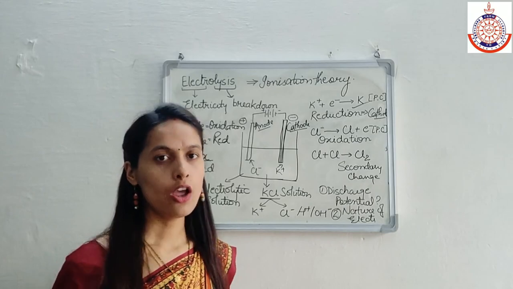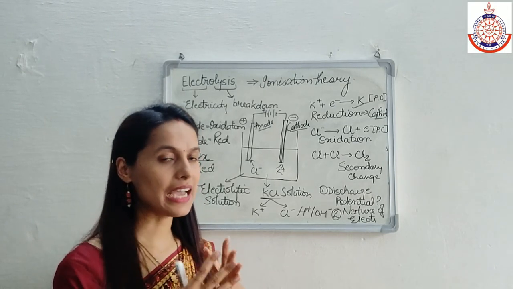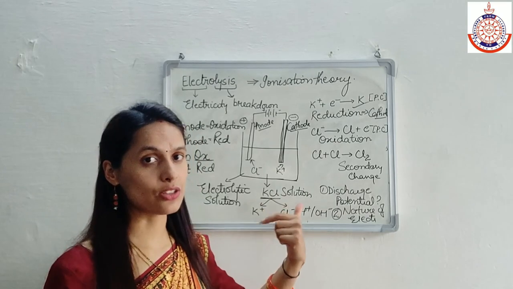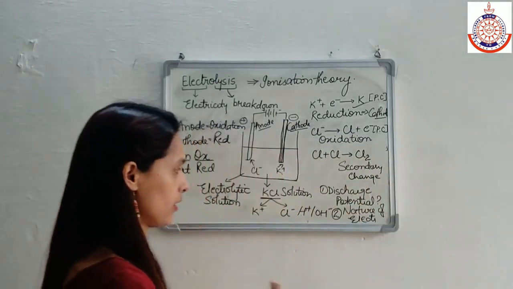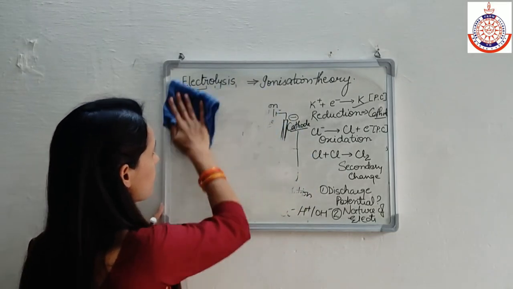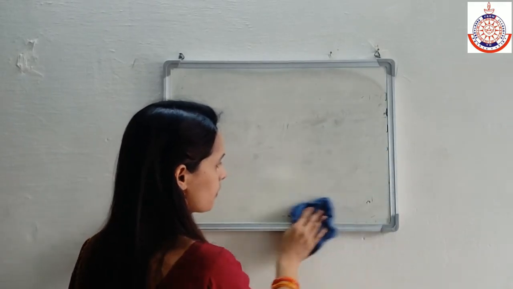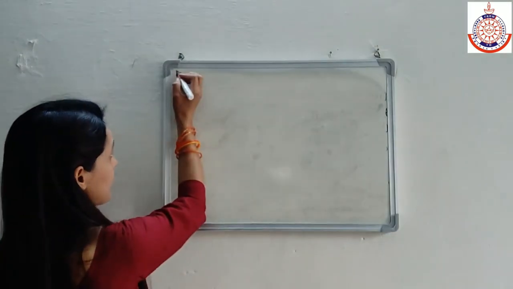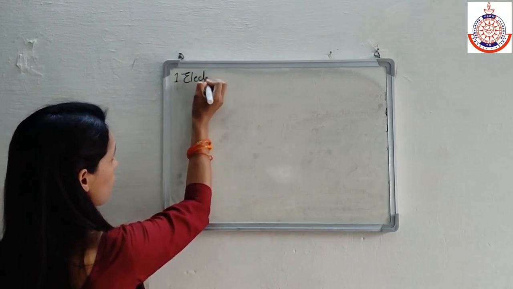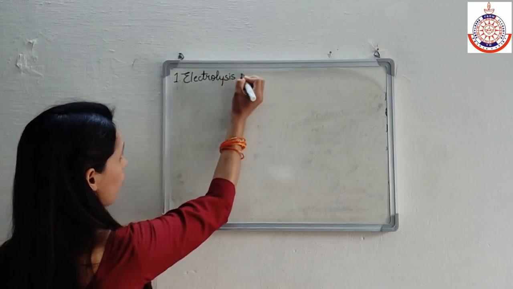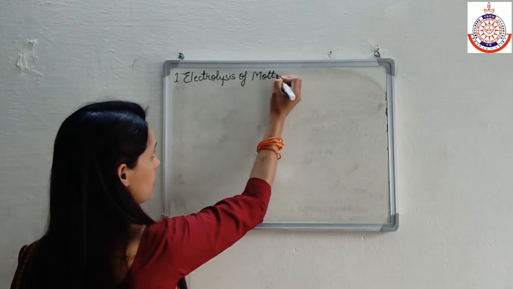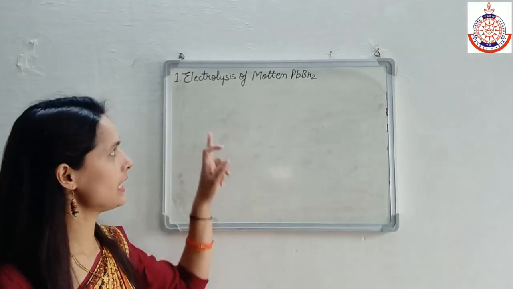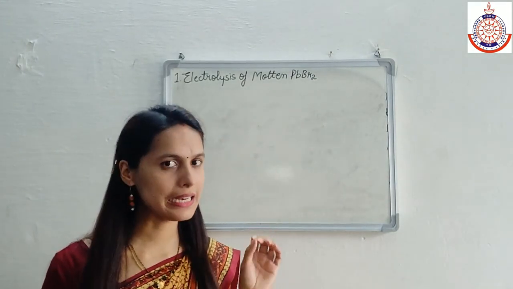Now we'll take some examples. From those examples, your concept becomes clear how discharge potential and nature of electrode will affect the formation of product at cathode and anode. First of all, I'll take the example of electrolysis of molten PbBr2, that is lead bromide.